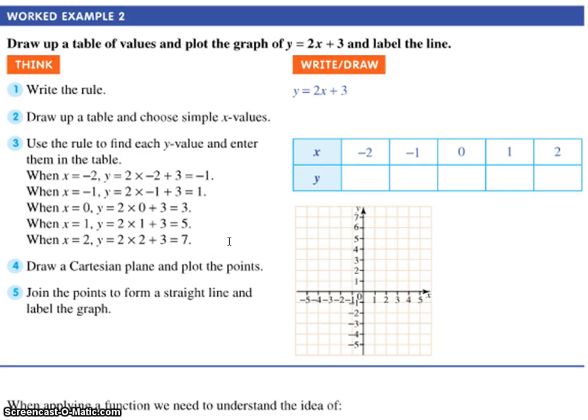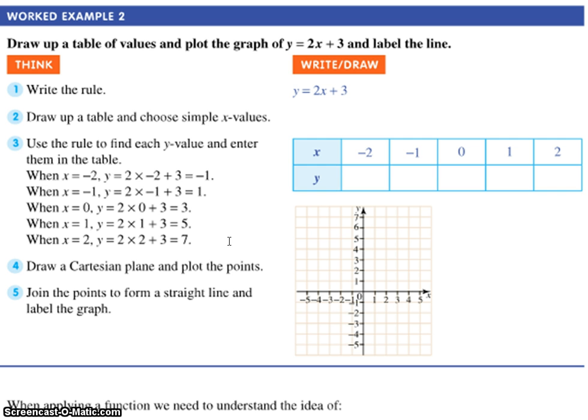Howdy doody, we're up to work example 2 now. We're still doing AM2, modelling linear relationships, and we are graphing linear functions. The last one we did, we were already given the table of values, we weren't even given the function. This time we've got a function of y equals 2x plus 3. We have to draw up a table of values, plot the graph, and label it.